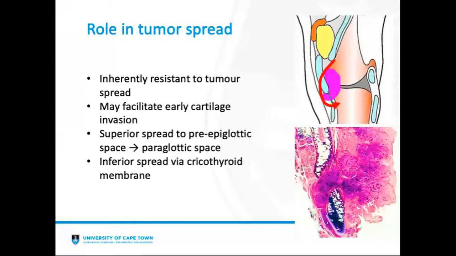So similarly, its role in facilitating or resisting tumor spread is a subject of debate. The anterior commissure tendon itself is intrinsically resistant to tumor spread due to its fibrous and avascular nature, resulting in a low incidence of approximately less than 20% of glottic tumors originating in the anterior commissure. However, it may represent an anatomically weak point, facilitating early cartilage invasion.